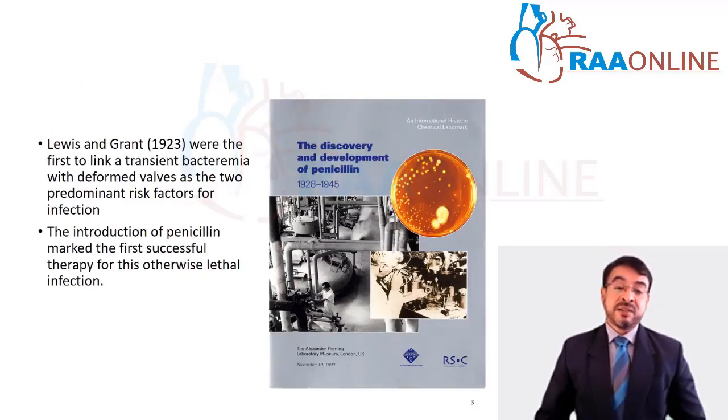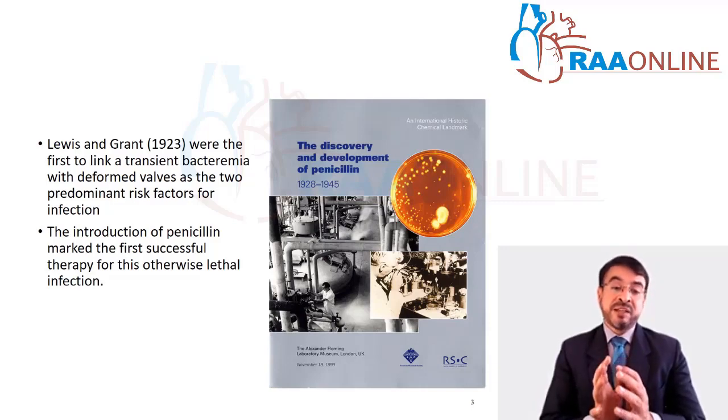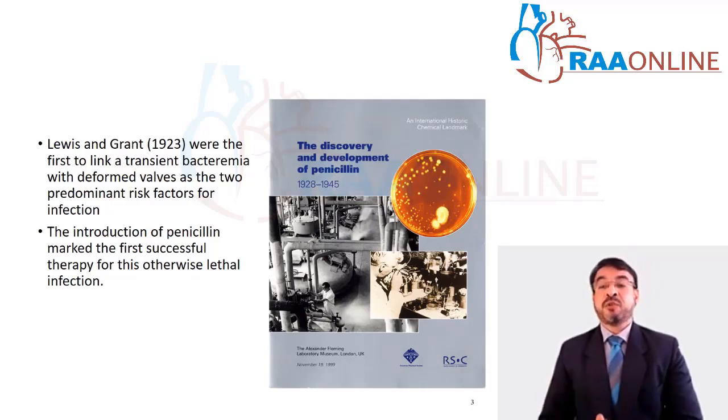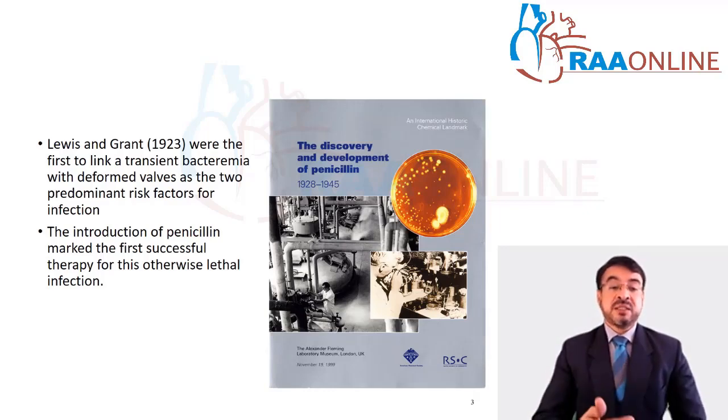Later, in 1923, Lewis and Grant, two scientists, were the first to associate bacteremia with deformed valves. They showed that this is a risk factor for infection. When people have bacteremia of a short duration and they have deformed valves, such as in congenital heart disease, atrial septal defect, ventricular septal defect, or patent ductus arteriosus, they have a chance to develop an infection.